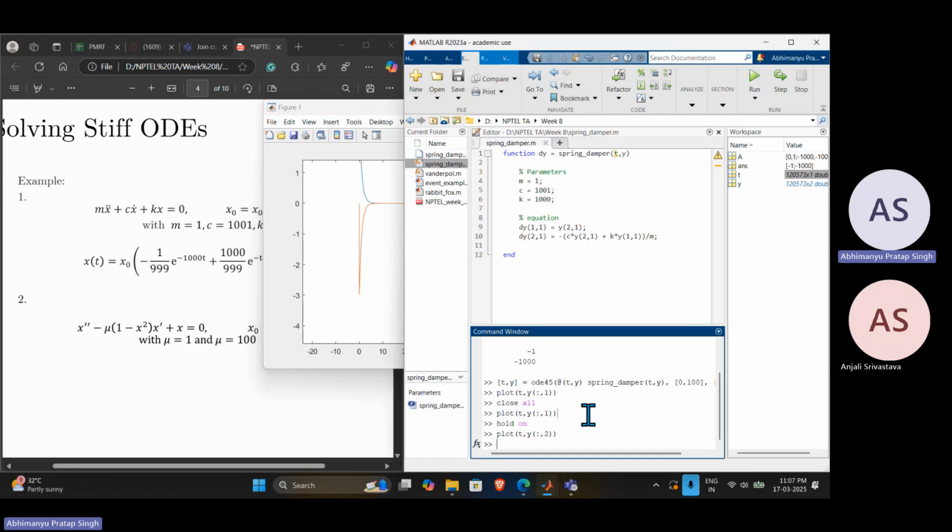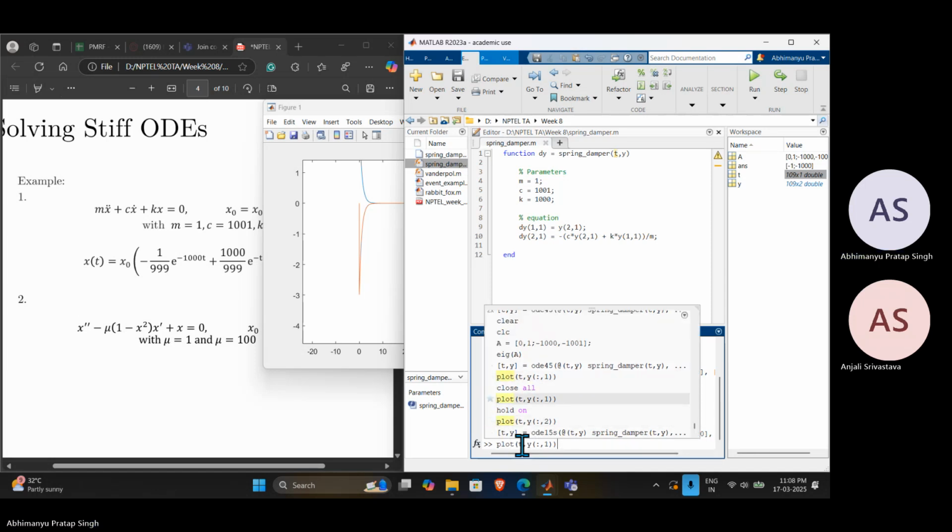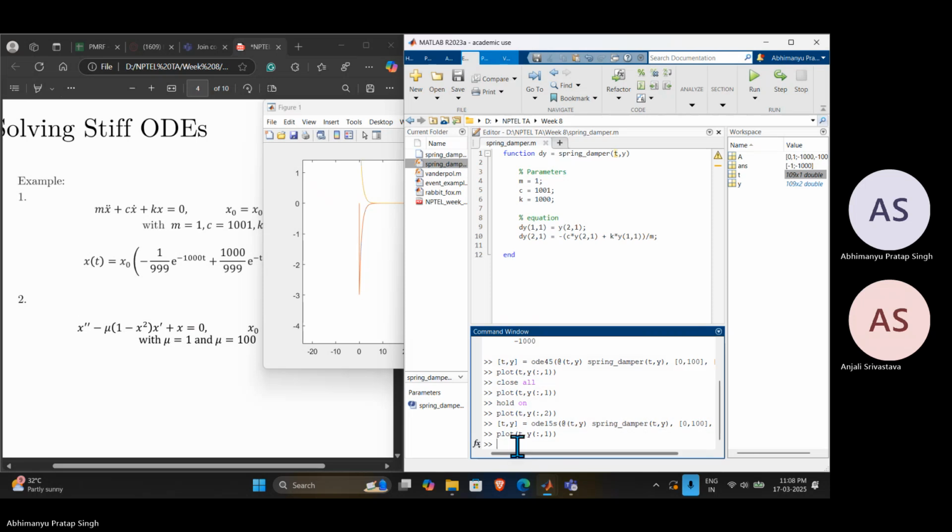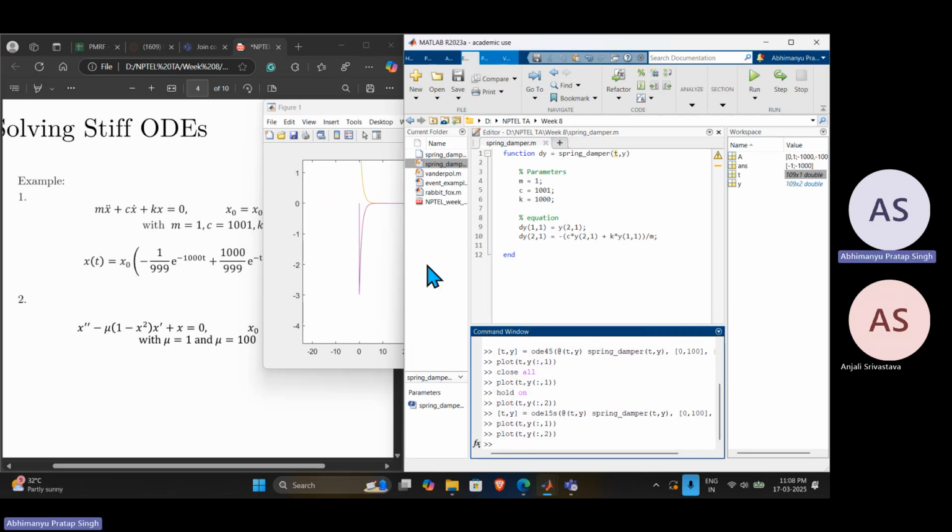Okay. If I do the same thing, there is ODE15s in MATLAB, which is a stiff solver. If I do the same thing using ODE15s, you see the same problem is solved in 109 time steps. If I plot the same thing, we get the same result.